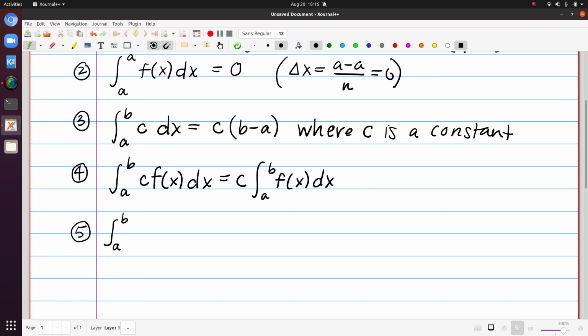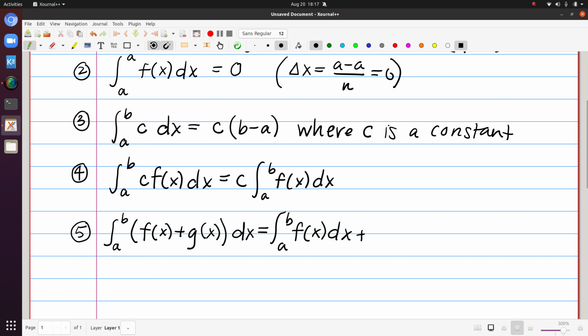If I were to integrate from a to b, f of x plus g of x, that's going to be equivalent to taking the integral over that interval of f of x and adding it to the integral of g of x. We can combine properties 4 and 5 with our constant c being a -1 there, and that would give us a similar property looking at the integral of differences.